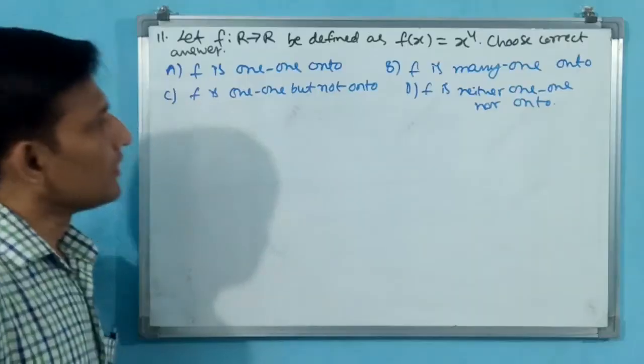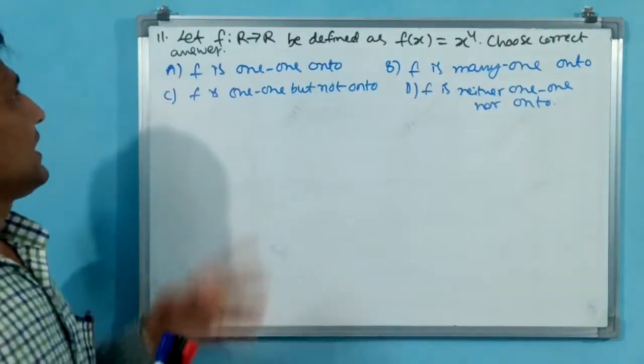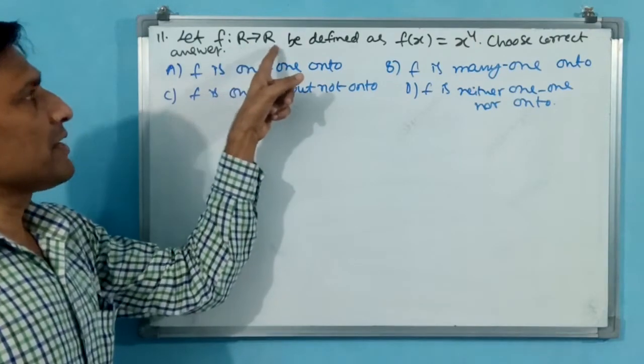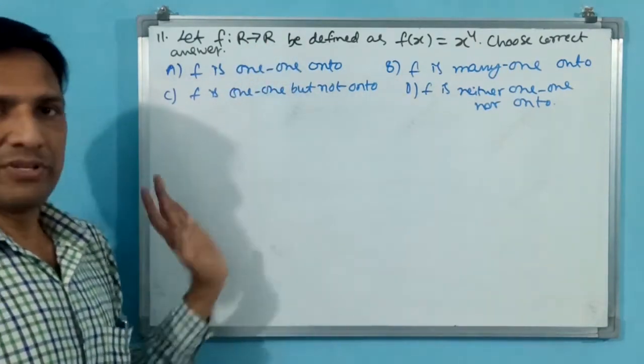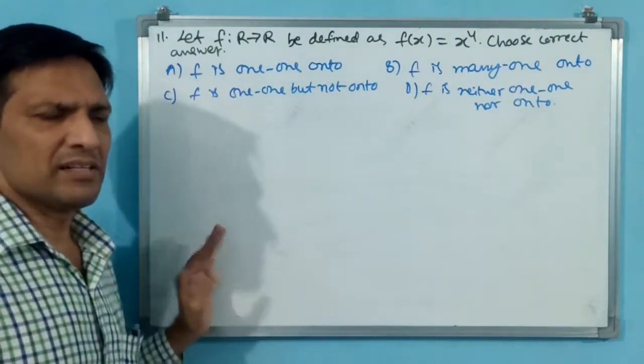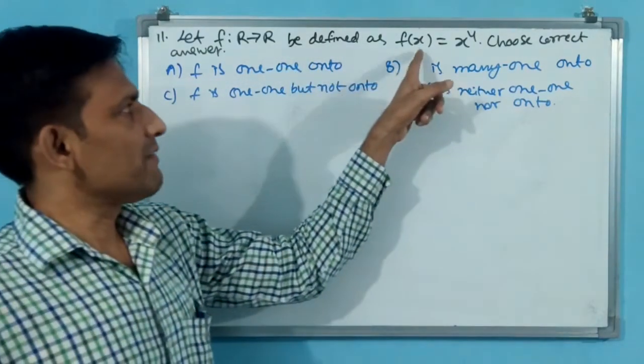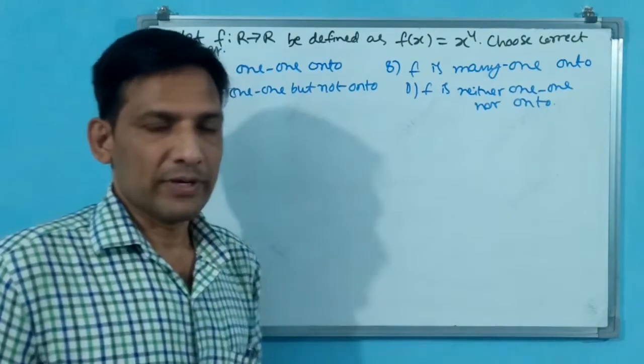Okay. See the 11th question. A function from real numbers to real numbers. This is an objective question only. A, B, C, D are there. We need not do big calculations, but simply analyze. Let f be defined as f(x) = x to the power of 4.